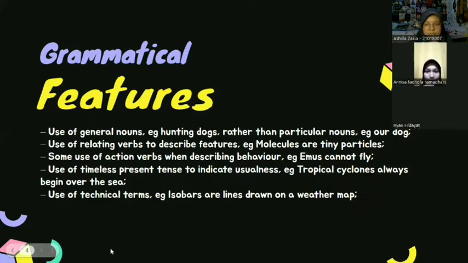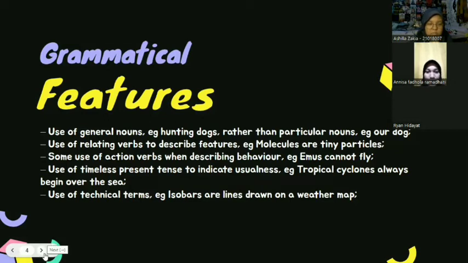Grammatical features. 1. Use of general nouns, e.g. hunting dogs, rather than particular nouns, e.g. dog. 2. Use of relational verbs to describe features, e.g. molecules are tiny particles. 3. Use of action verbs when describing behavior, e.g. a mouse cannot fly.